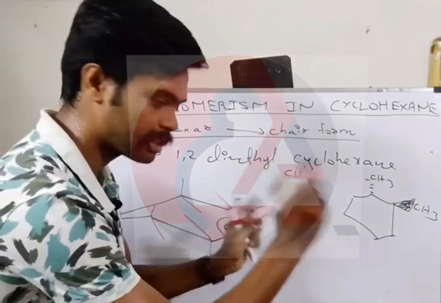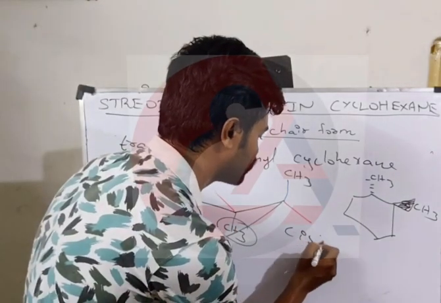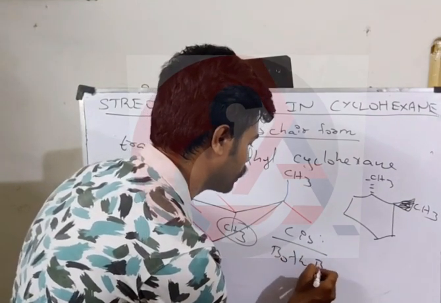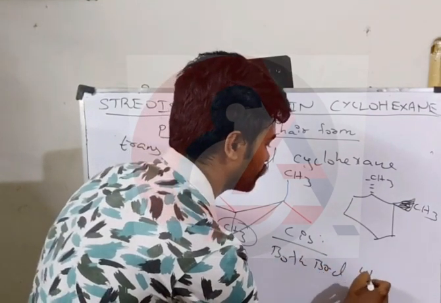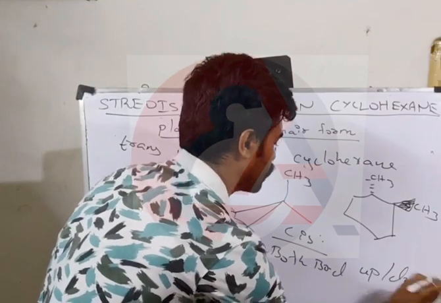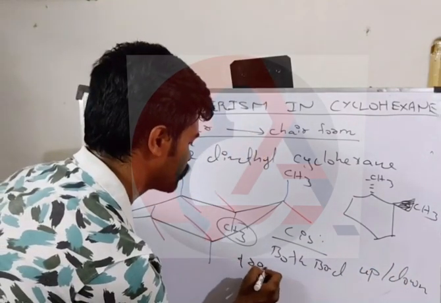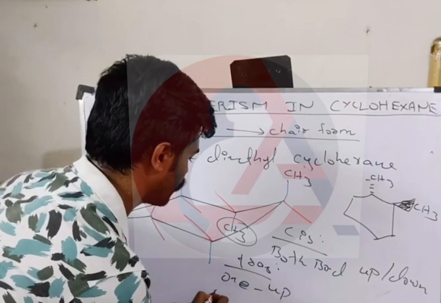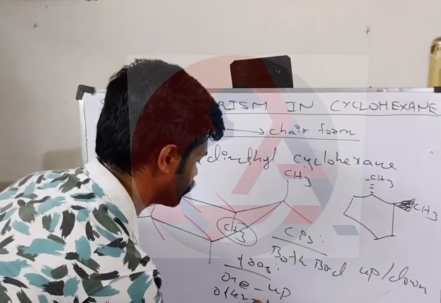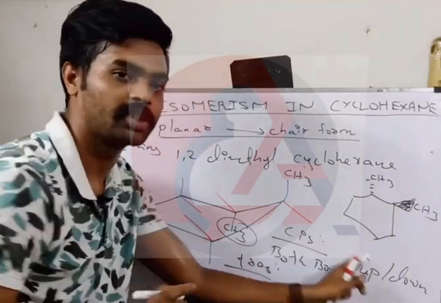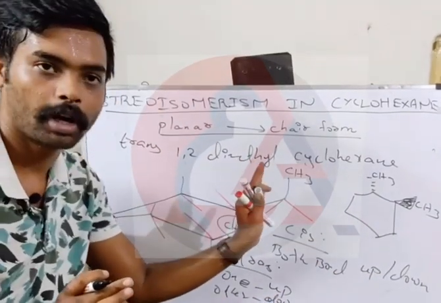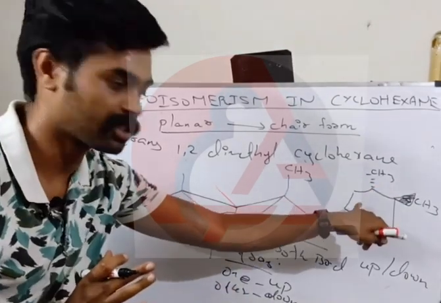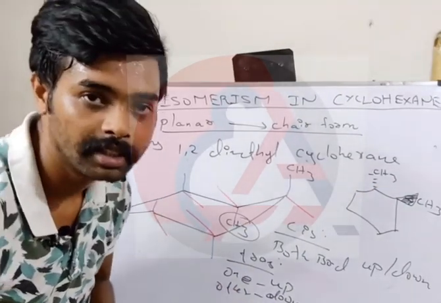So let's just consolidate. When I have cis, both bonds up or down, and if it is going to be trans, one up and the other down. It's very, very simple. So I hope you got a very beautiful shortcut to convert the planar structure into the chair structure. Thank you so much.